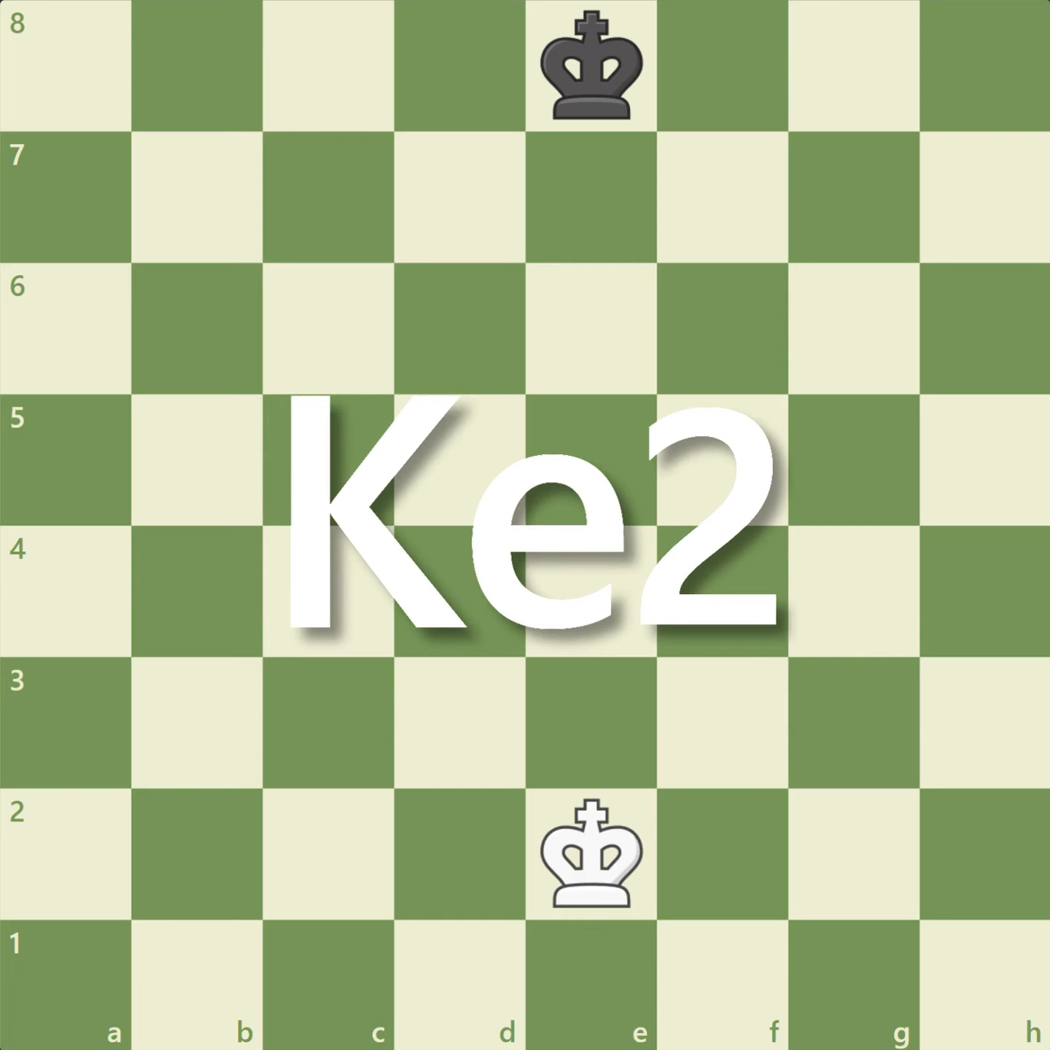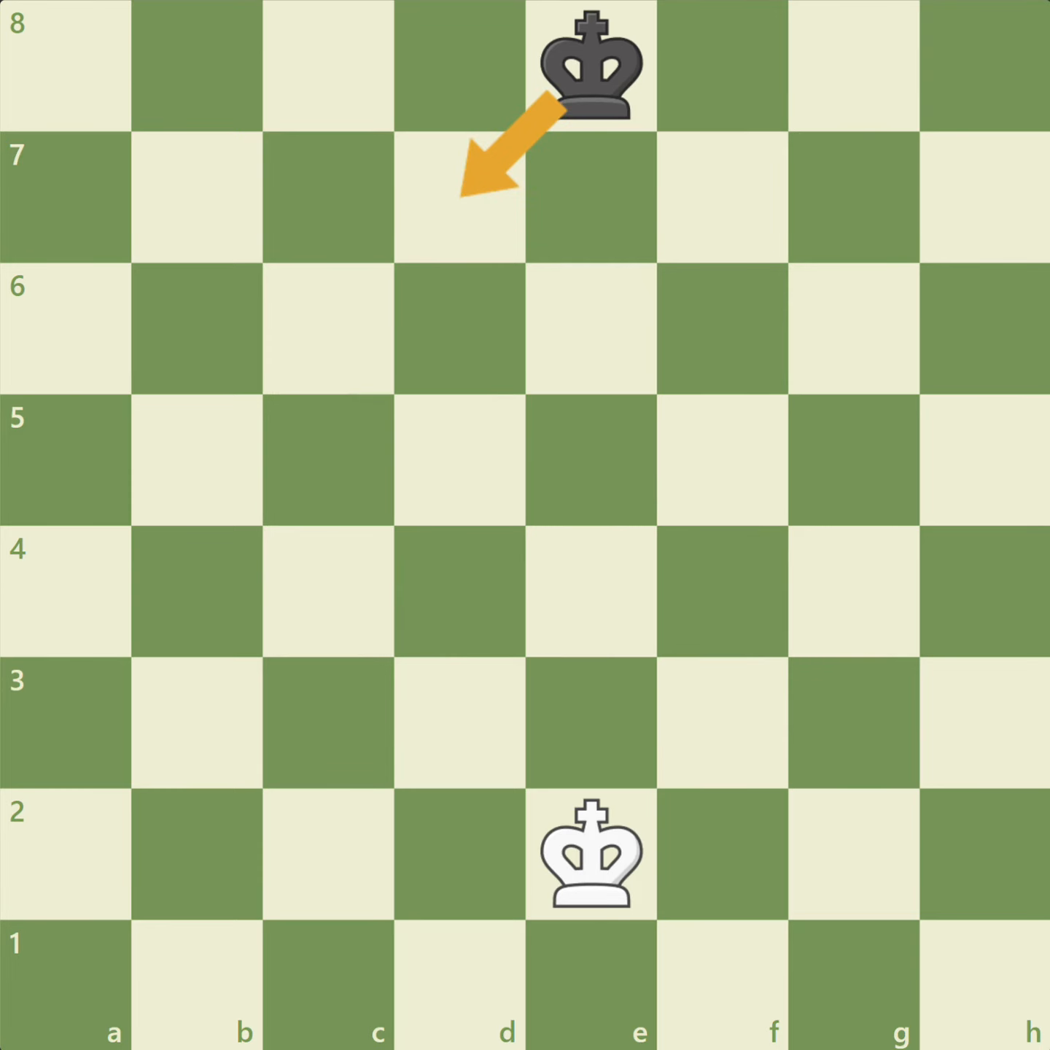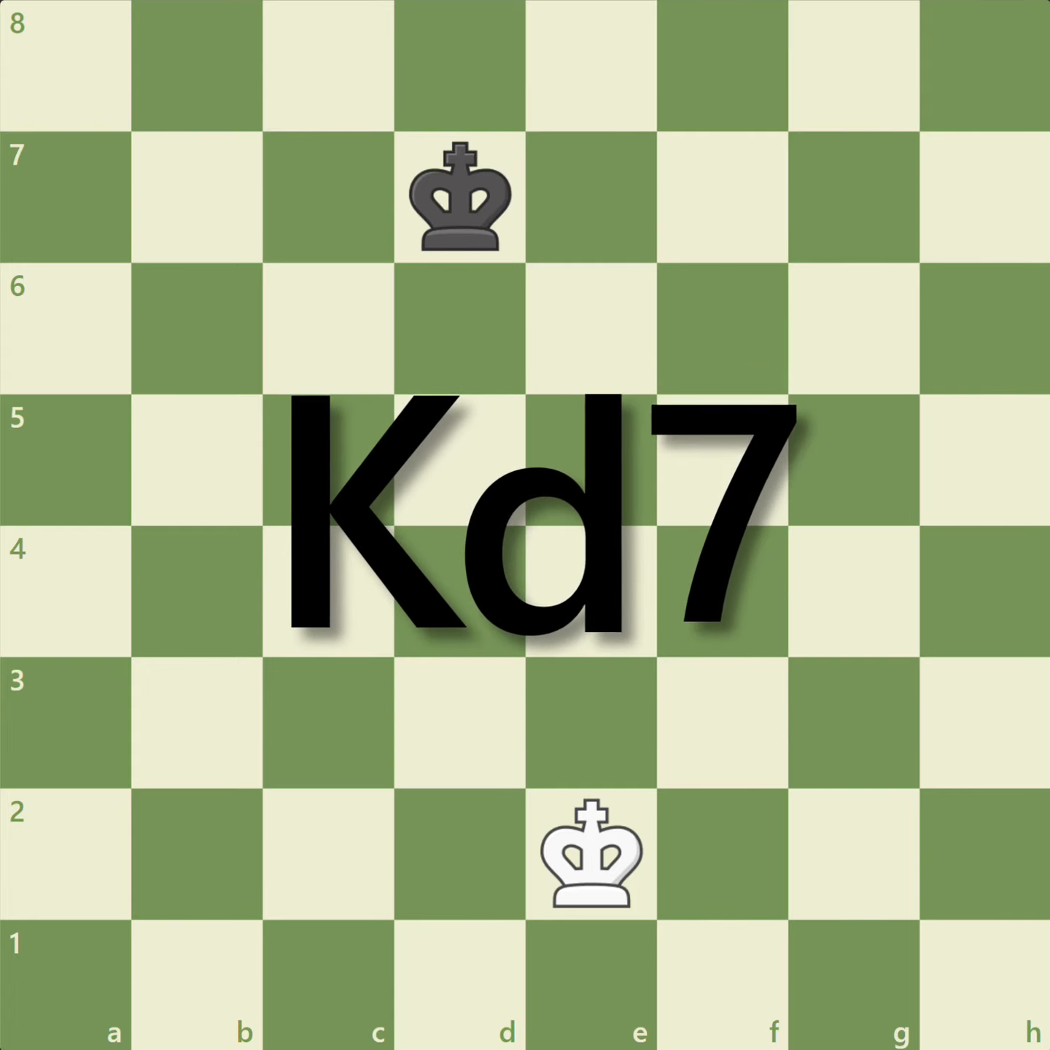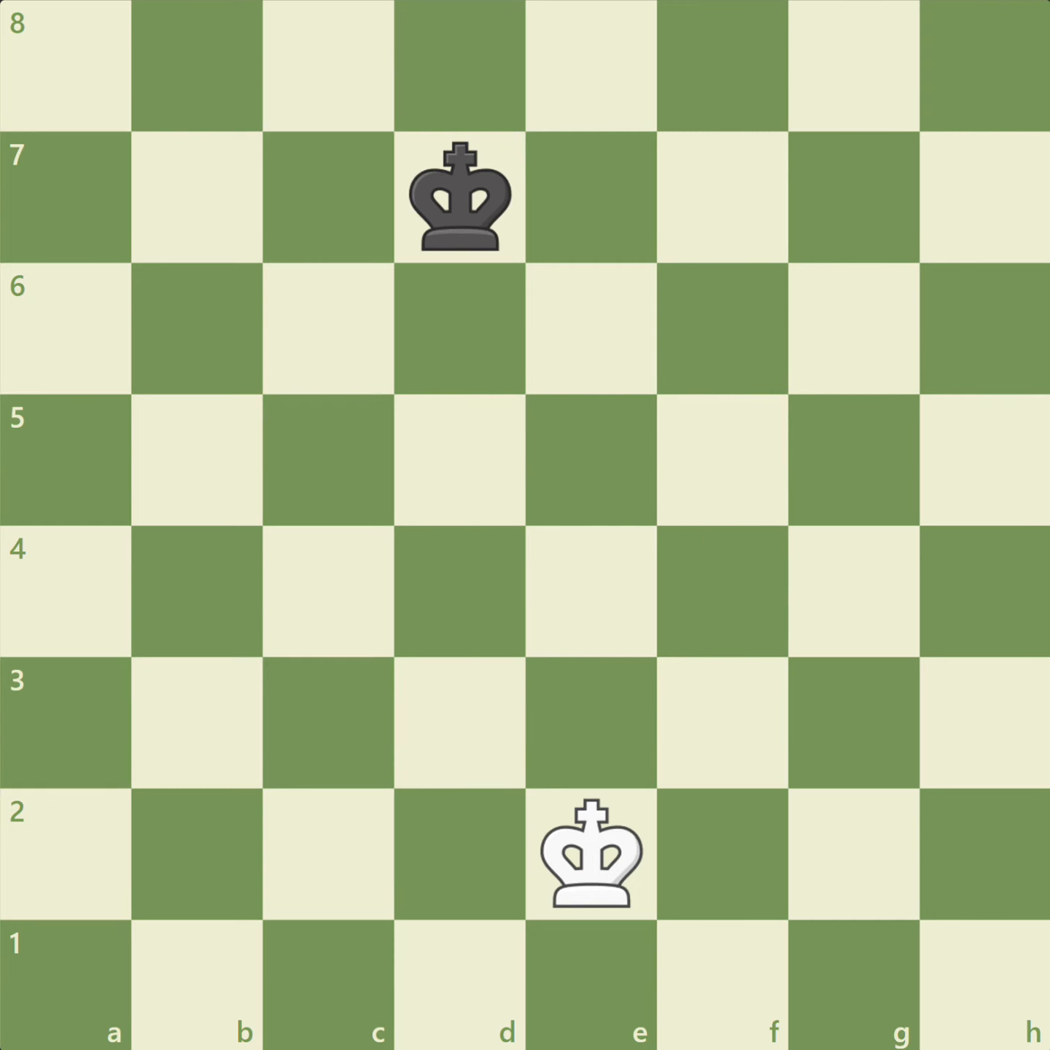Let's say black wants to play king to D7. In this case, it's the same idea. Capital K, lowercase D7. So piece, then square. K, D7. We will use the same idea for all the other pieces.